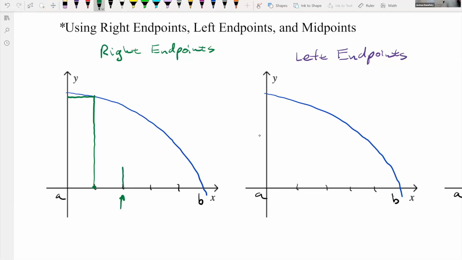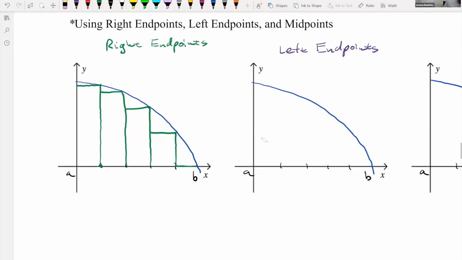We're going to get the height of our rectangle there, like that. And we continue with the next interval, right endpoint, like that. And then here, right endpoint. And then way over here, we're not going to get any rectangle at all, right? Because our right endpoint is on the x-axis. So these rectangles were put together using right endpoints.